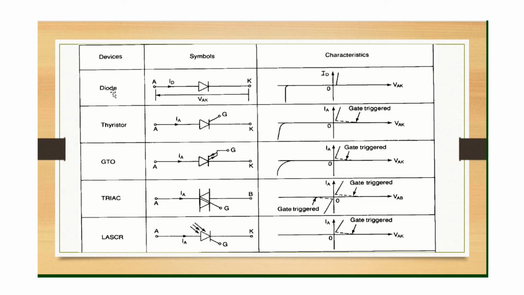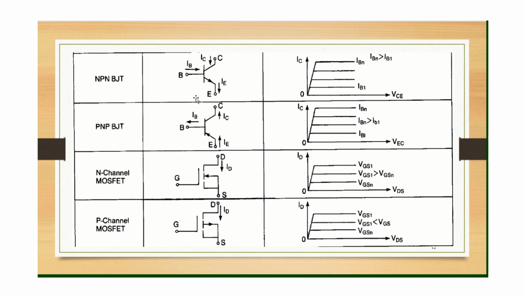Look at them. You have here the diode. You are familiar with its symbol and its characteristics. You have the thyristor, the symbol of the thyristor, and this is the VI characteristics of the thyristor. This is GTO, triac, LASER. Then you have NPN BJT. This is the output characteristics of the BJT.